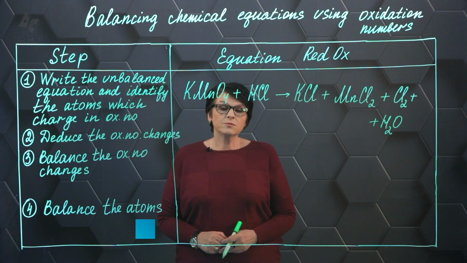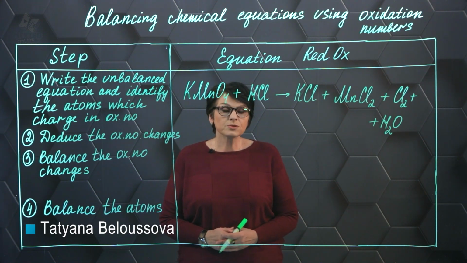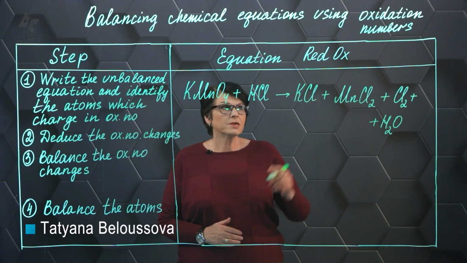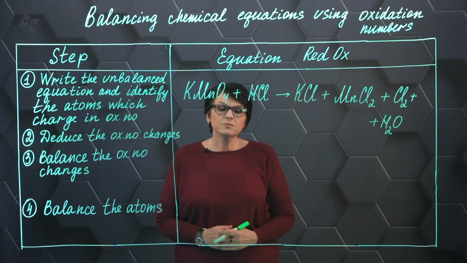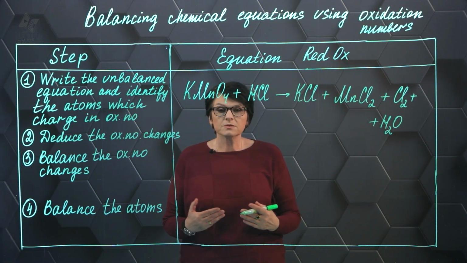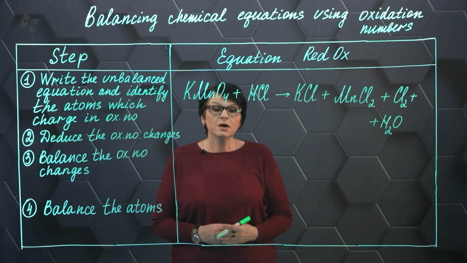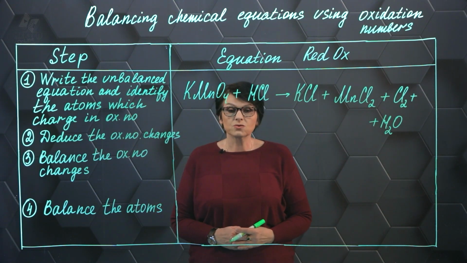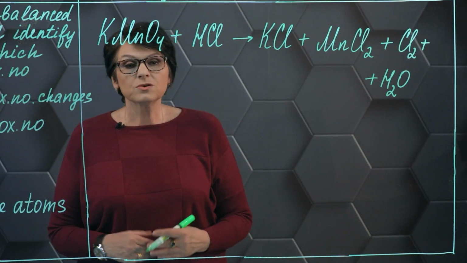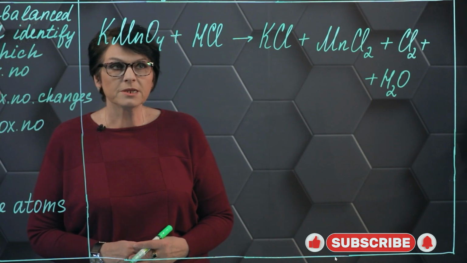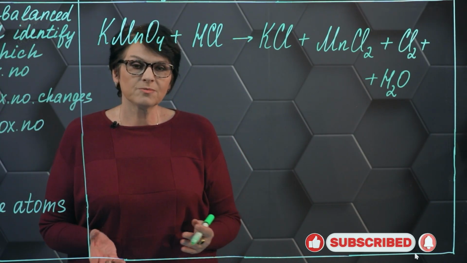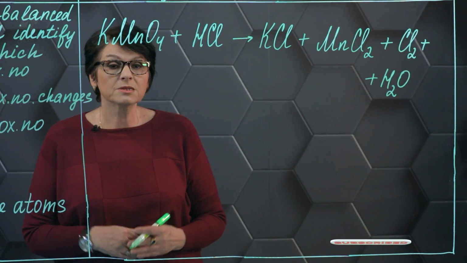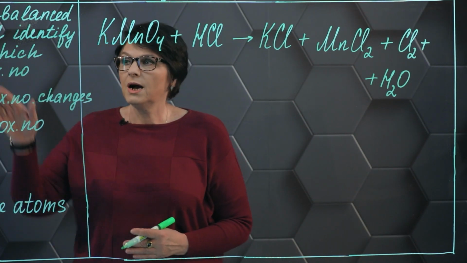Hello, today we continue to learn how to work with redox reactions. We will equalize such chemical equations using the electronic balance method, which uses the degree of oxidation. In the previous lesson, we found out what stages this equalization procedure consists of. It includes several stages that we must perform in order to select the coefficients in the chemical equation.